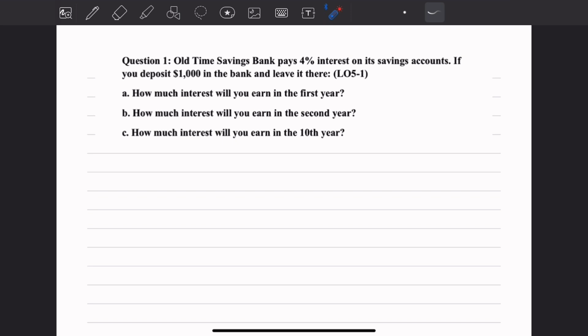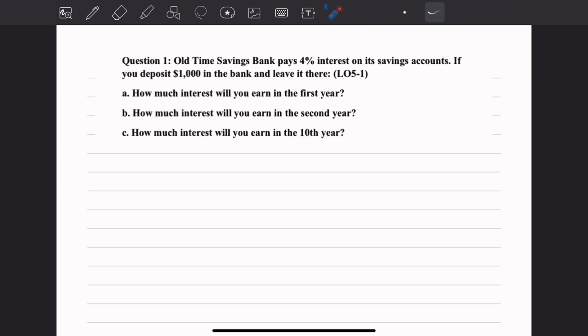It says Old Time Savings Bank pays 4% interest on its savings account. If you deposit $1,000 in the bank and leave it there, A. How much interest will you earn in the first year? B. How much interest will you earn in the second year? And C. How much interest will you earn in the 10th year?